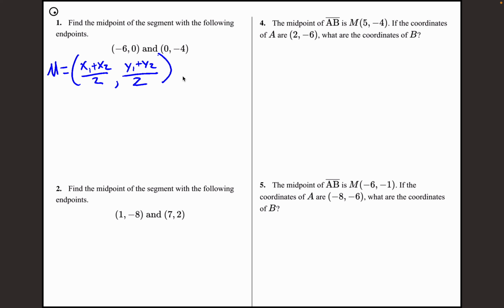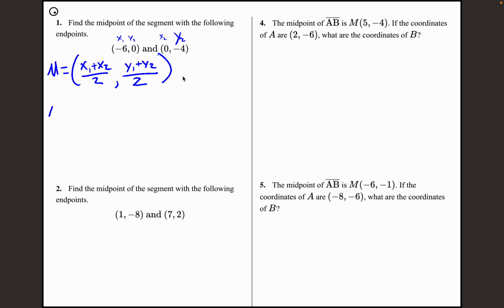Up here, I'm going to label. This is going to be my x1, this is going to be my y1. And then 0 right here is going to be my x2, and -4 is going to be my y2. It's not the best looking y, but that way I know where to fill it into our equation.